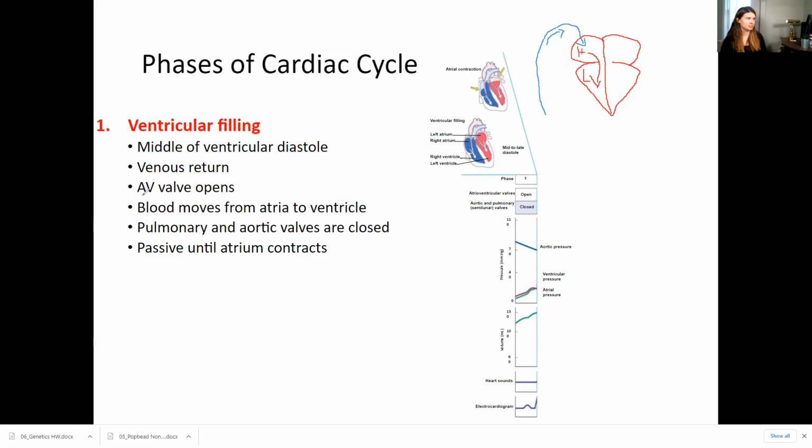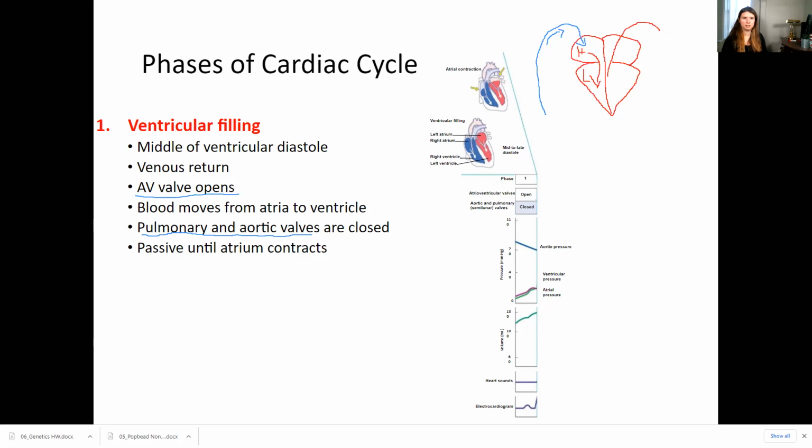And this is passive. Our AV valve opens. This valve is open as the blood pushes on it, allowing blood to move into the ventricle. Note here, our pulmonary and our aortic valves are closed. During this part of our cycle, I draw our aorta because I've just been drawing on the right side.